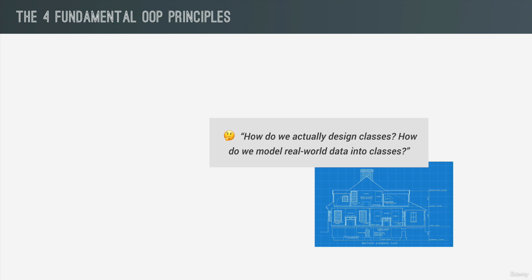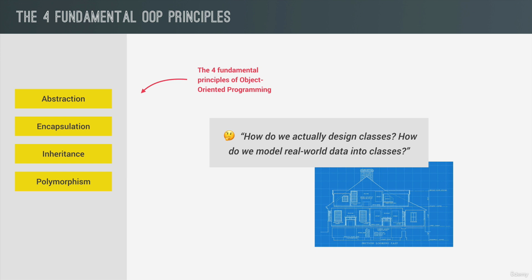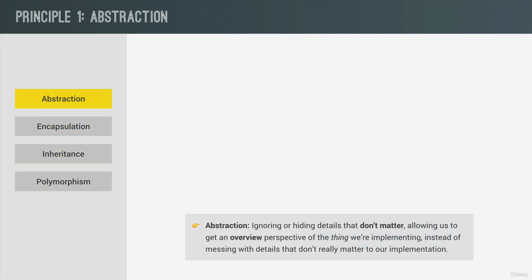There are, however, 4 fundamental principles that can guide us toward a good class implementation. And these principles are abstraction, encapsulation, inheritance, and polymorphism. And these are actually techniques that can also be used outside of OOP, but they are especially relevant in this context. So let's now take a more detailed look at each of them. And the first one is abstraction.